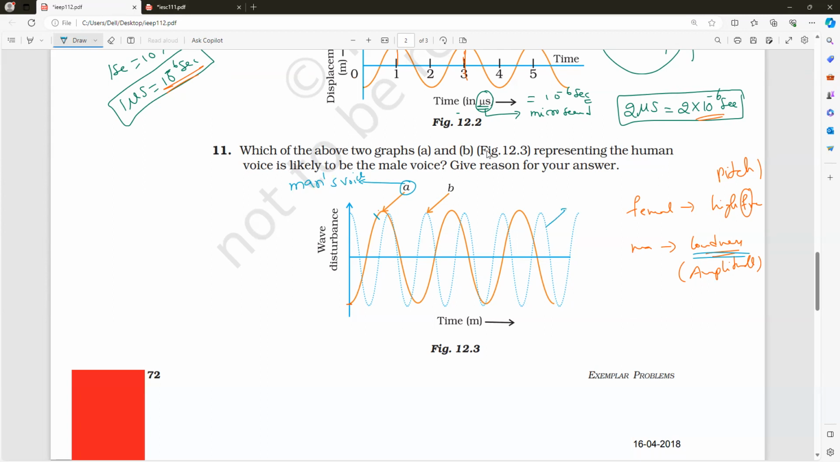And this one, the dotted one, is what? Woman's voice. So what is the reason? First answer is what? You have to write it. So when we see the frequency of graph A, it is less or more? Less. When we see that, the frequency of graph A is less than the frequency of graph B.